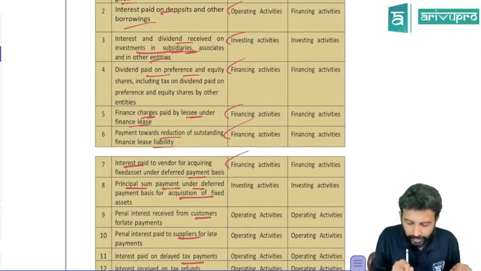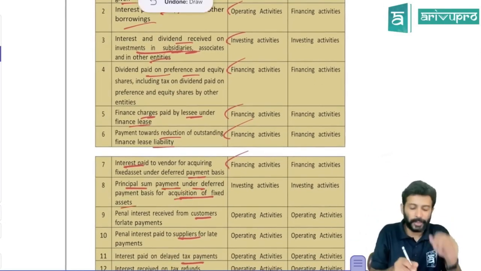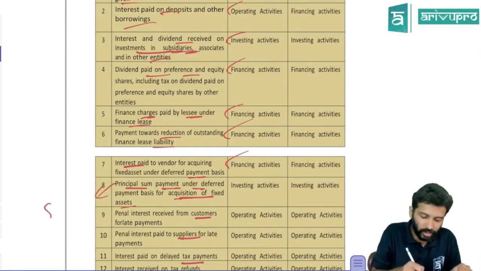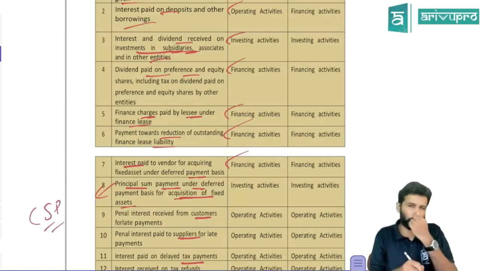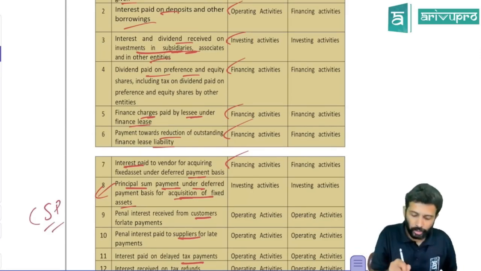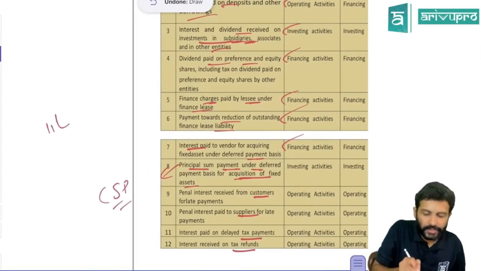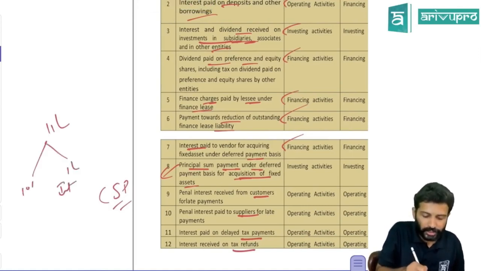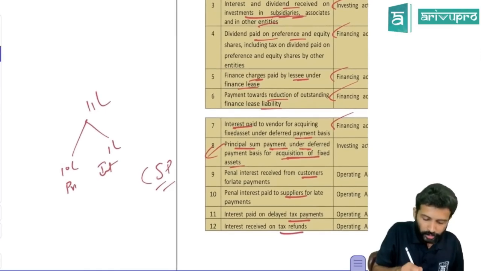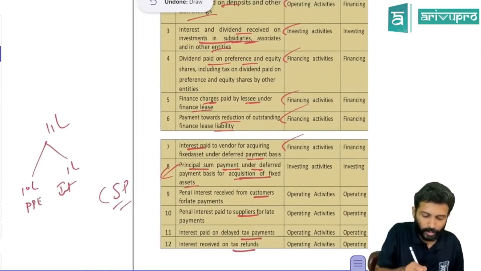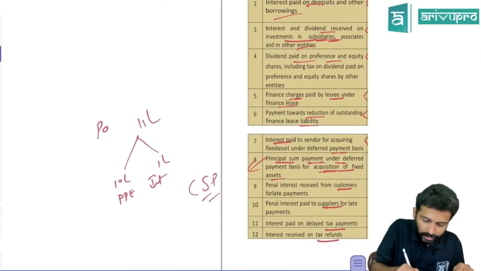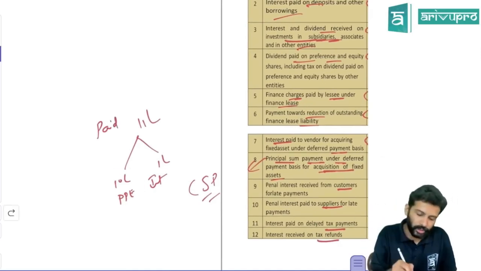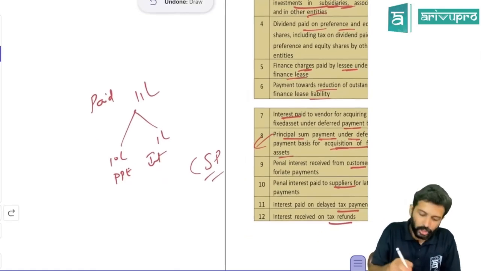However, principal payment under deferred payment for acquisition of fixed assets. In case of deferred payment terms for fixed assets, we always record it at cash selling price, excluding interest. Let's say you purchased fixed assets for 11 lakh rupees. In this 11 lakh, 1 lakh is towards interest and 10 lakh is towards principal. So totally you have paid 11 lakh rupees for the asset. You have to record the asset at cash price equivalent, that is 10 lakh, and the balance you are recording is interest.